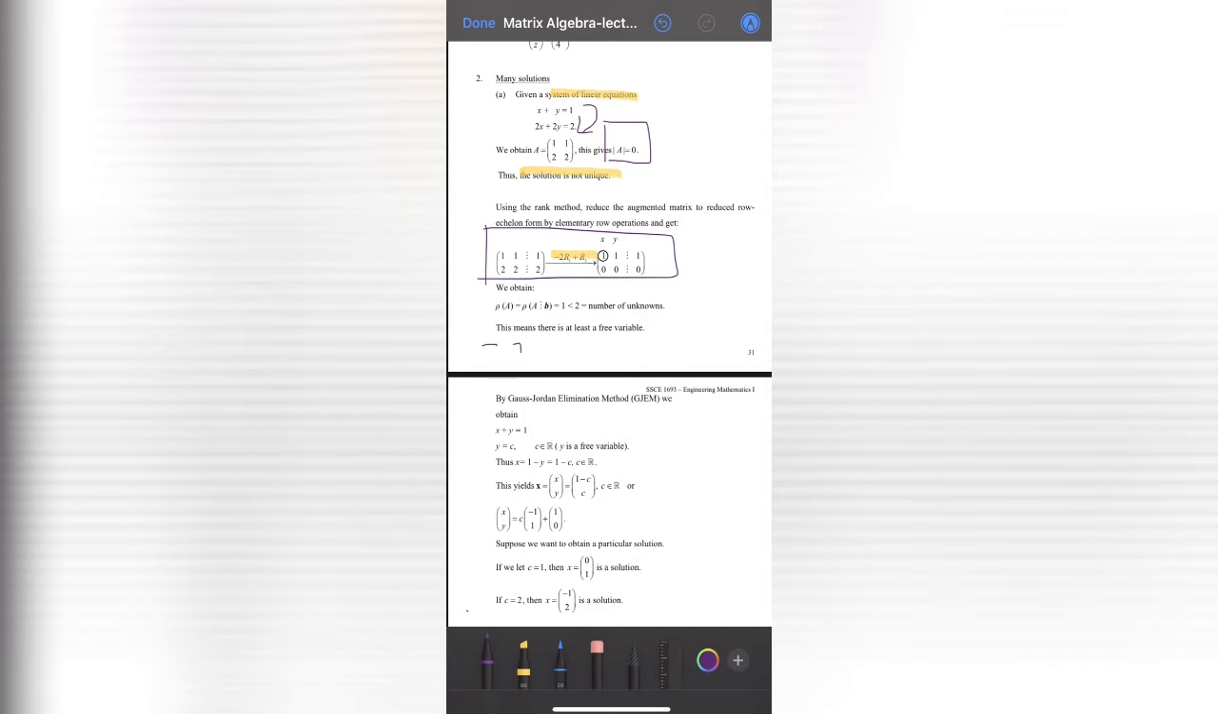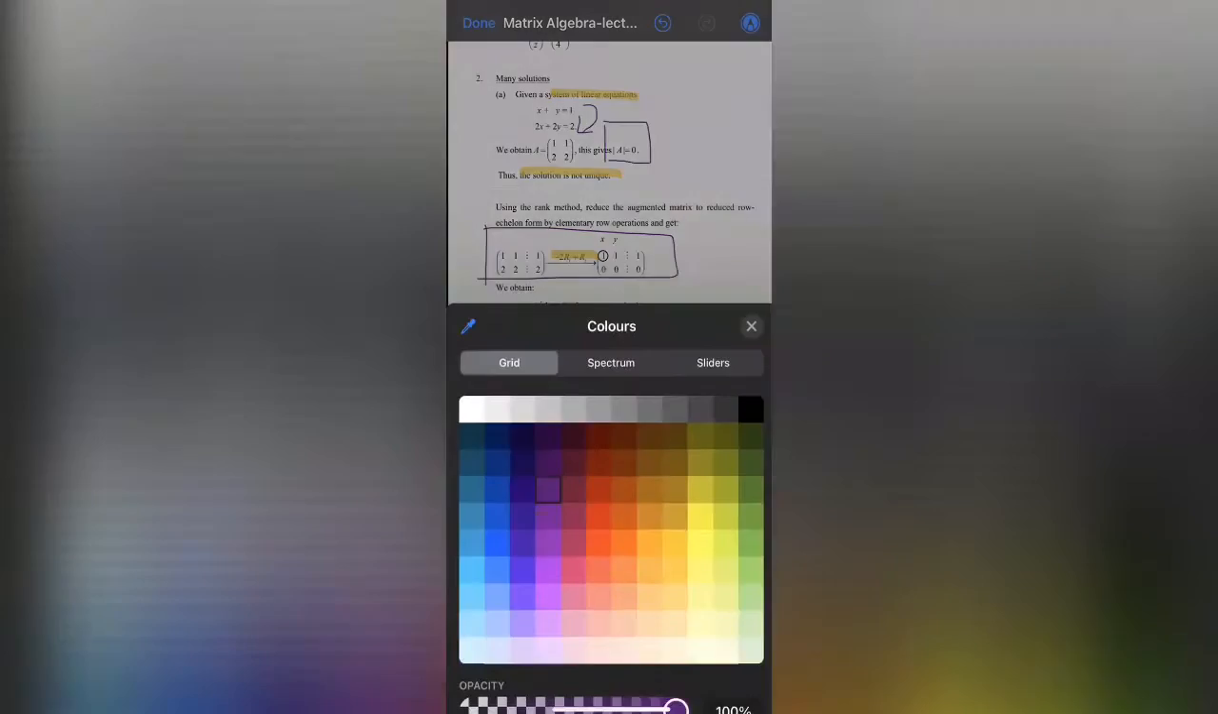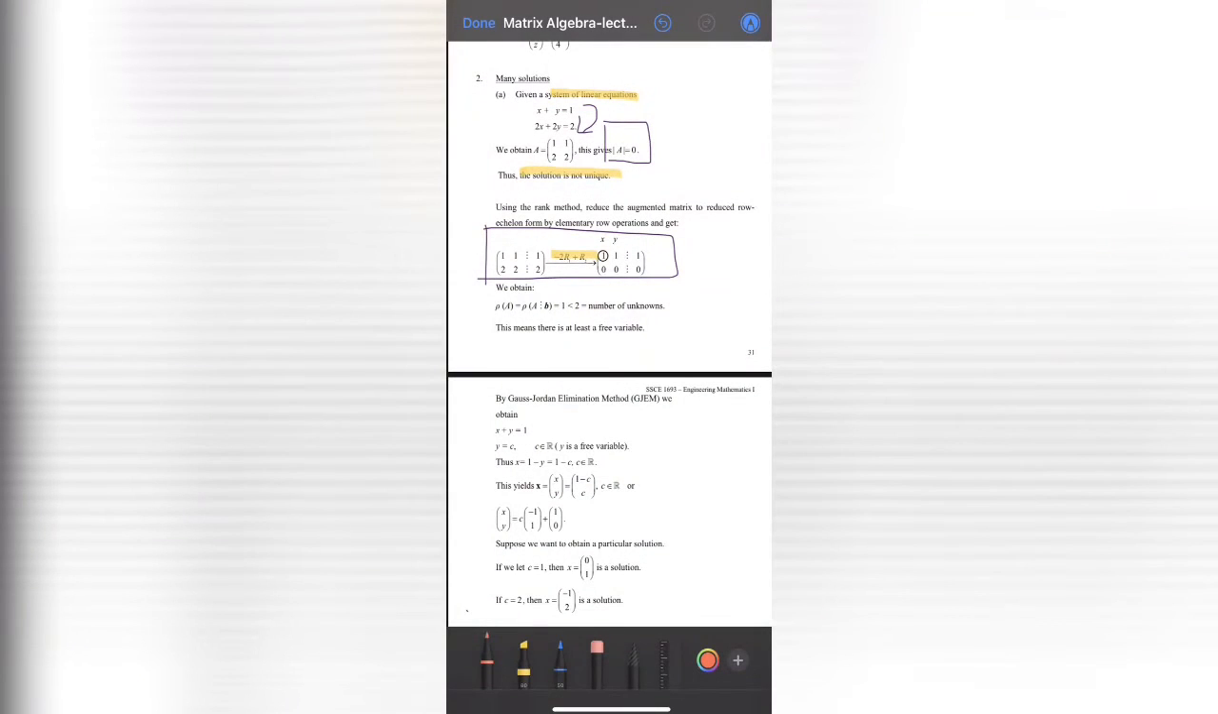So negative 2 R1 is 1 plus R2 is 2, so we get 0. So we know from here that our rank of the matrix is 1. The number of unknowns is 2. So 1 is less than 2, which means there is at least one free variable, which is y.